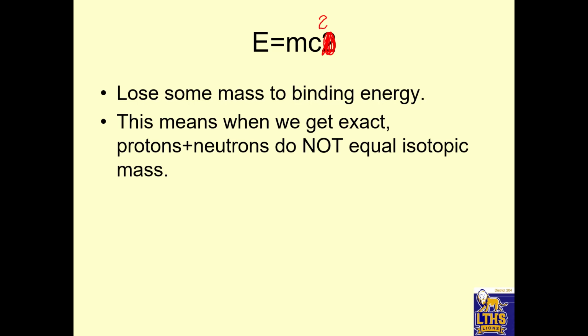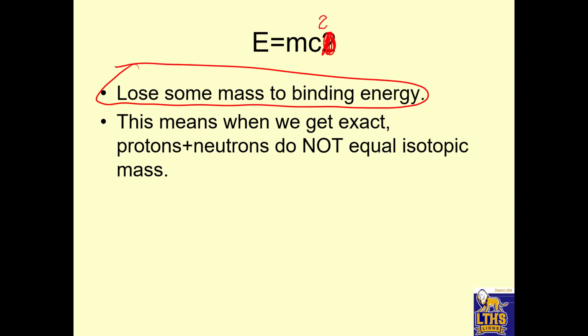E equals mc squared. You lose some mass to binding energy. This means the mass of protons plus neutrons does not equal isotopic mass. We'll get into that a little bit more later, but some of the mass of an atom is turned into energy to hold it together using that equation. No calculations at this point, just so you know. So we lose some mass, what is called binding energy.